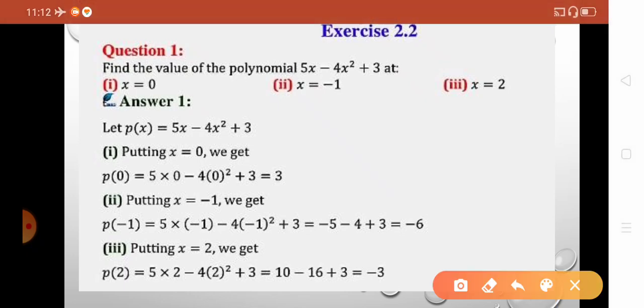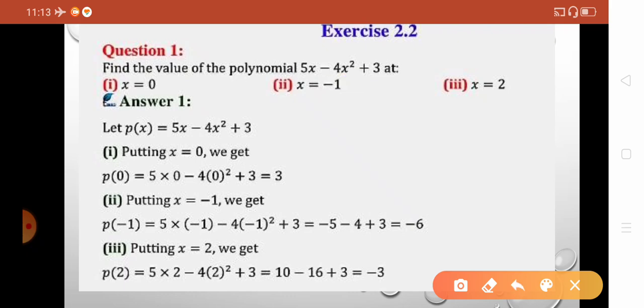So here exercise 2.2. The first question is find the value of the polynomial 5x minus 4x square plus 3 at x is equal to 0. So what is the type of the polynomial? On the basis of the degree, it is a quadratic polynomial because the highest power of the variable is 2. Here the highest power of the variable is 2. So this polynomial is a quadratic polynomial.